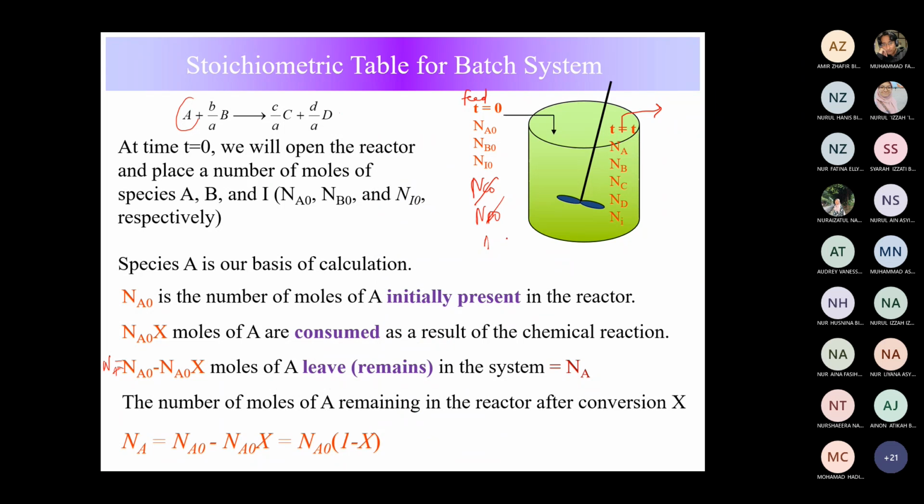Okay, so Na is equal to Na0. This one is the initial amount present here. It will minus the amount that reacted here, which is Na0 times the conversion. Depending on the value of the conversion, then we will be able to know the concentration, the number of moles of A remaining or leaving the reactor. Okay, so this is what we have. You can simplify it by taking out Na0 times 1 minus X.